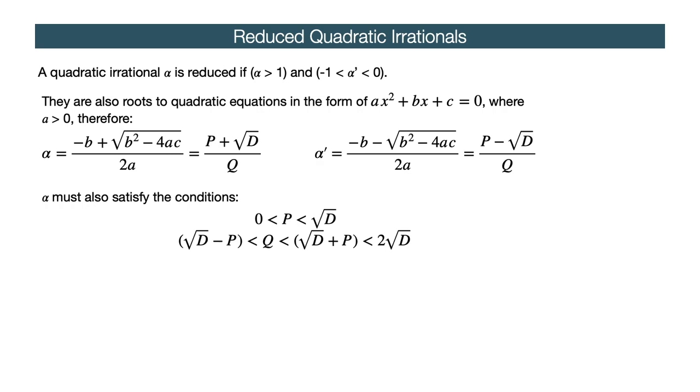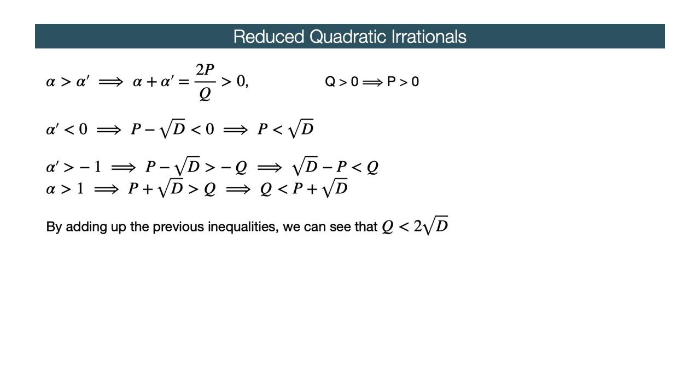Alpha must also satisfy the following conditions. p is between 0 and root d, and root d minus p is less than q, which is less than root d plus p, which is less than 2 root d.